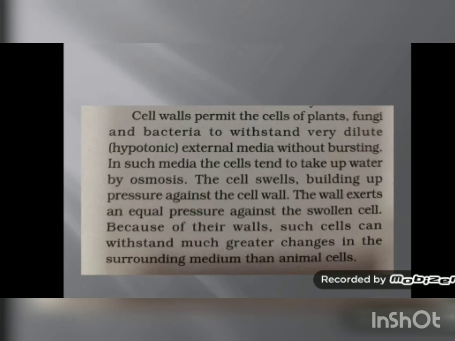Because of the tendency of the cell to permit water molecules in, the cell will swell, and this swelling will exert pressure on the plasma membrane, but outside the plasma membrane the cell wall is present, and this cell wall will exert equal pressure on the swollen cell. Because of their walls, such cells can withstand much greater change in the surrounding medium than animal cells. Because of the cell wall, plant cells can withstand an undesirable environment as compared to animal cells.